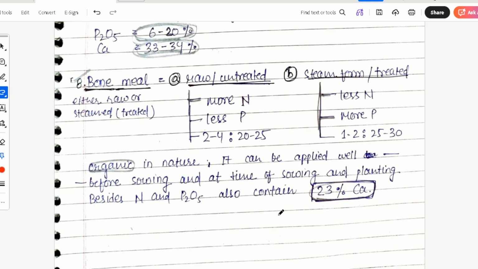So this was all about your phosphatic fertilizer.